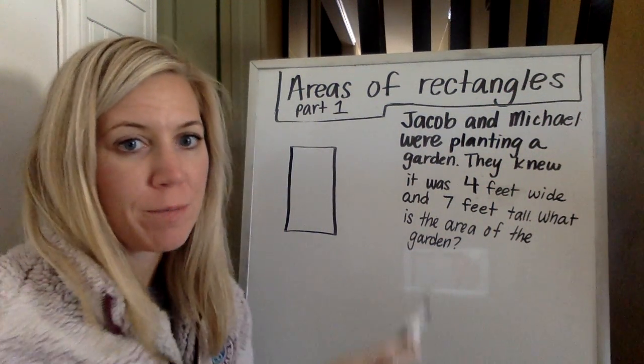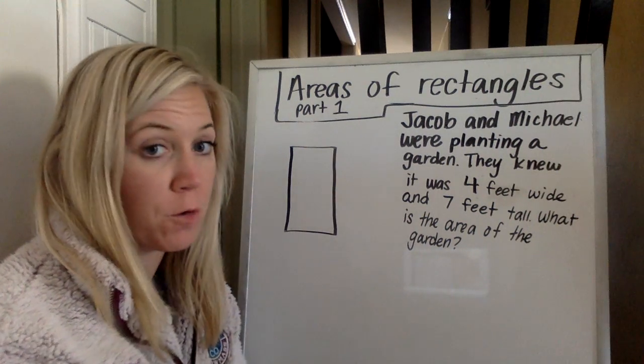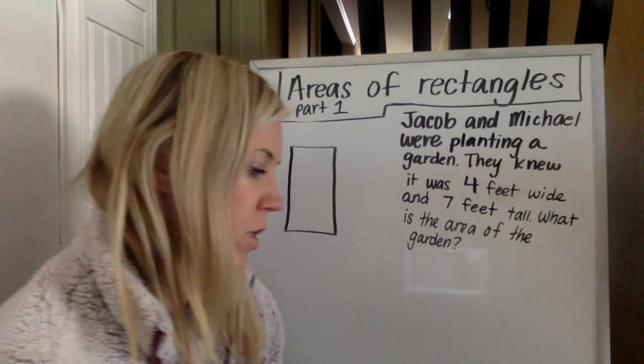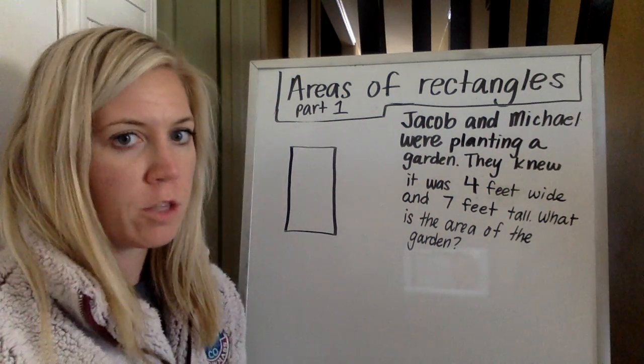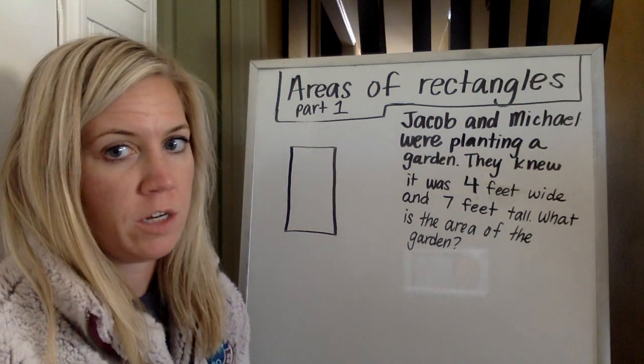Today we are going to be talking about the areas of rectangles, part 1. This coordinates with chapter 13, lesson 6 in your MyMath book, which is starting on page 785.